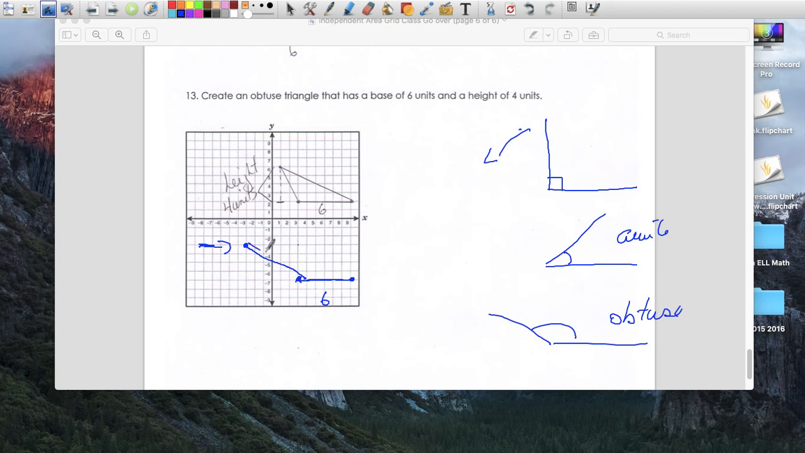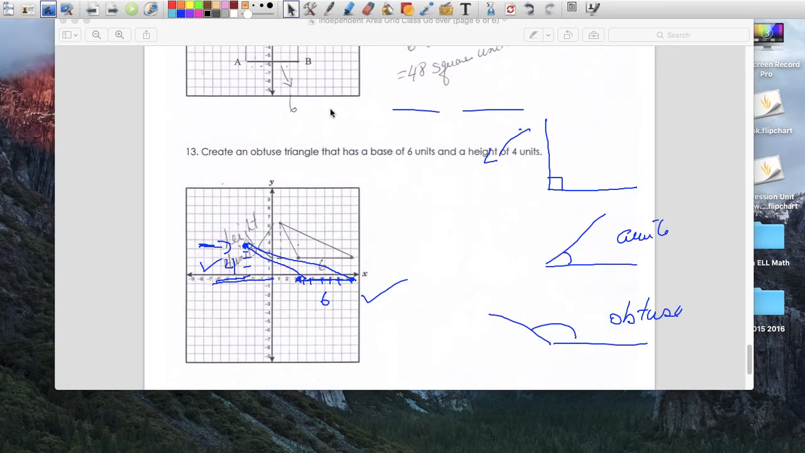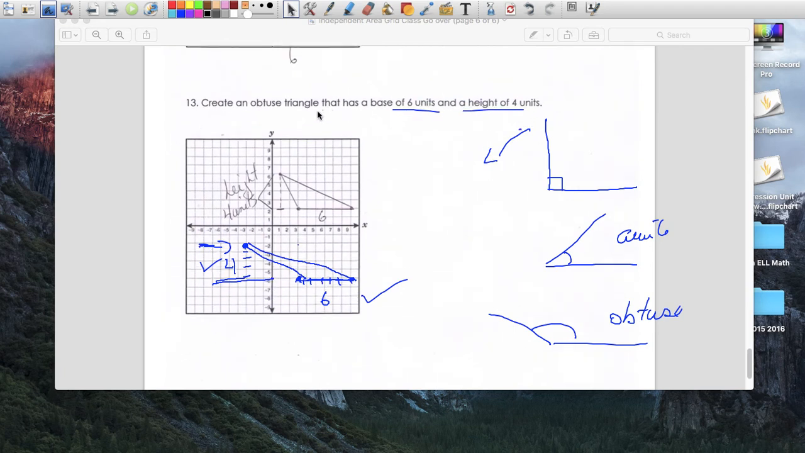Join and join. Now, does it have a base of 6? Well, 1, 2, 3, 4, 5, 6. Check. Does it have a height of 4? From this point right here, if we were to drop a ball all the way to the floor, and the floor is where the base is, would it be 4 units? Well, 1, 2, 3, 4. That's 4. Check. So whether you do this triangle or this triangle, either of them satisfies that condition. And were you asked to find the area? You weren't. So that one you had choices. It's an open-ended question. Nice.